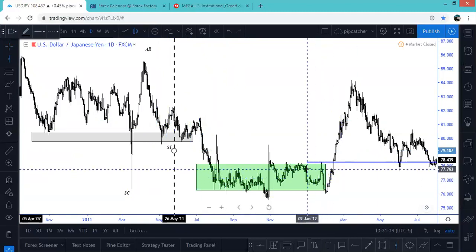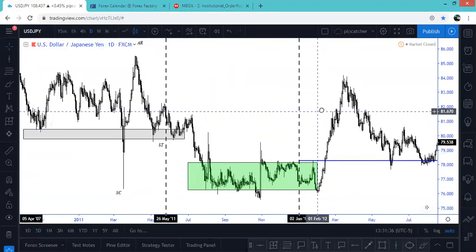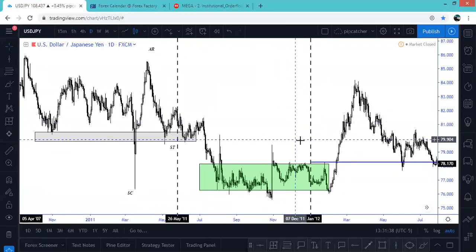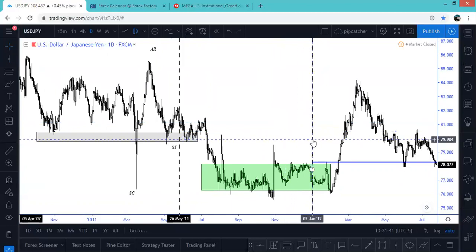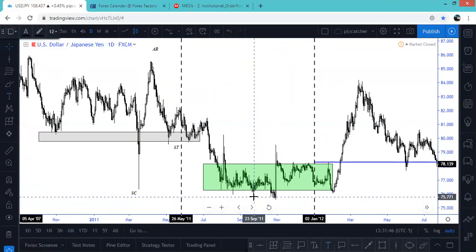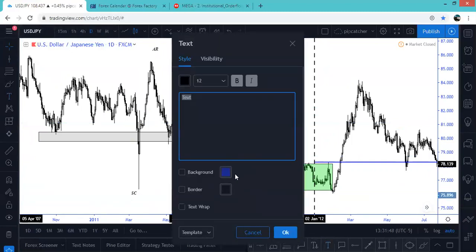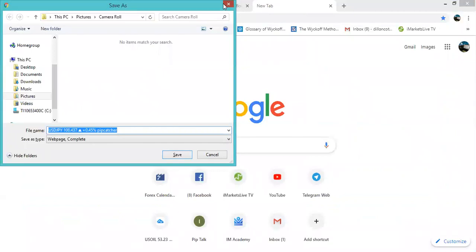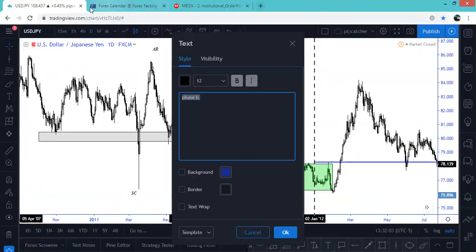We have phase B. When we come down here, we have phase B secondary touch. Phase B secondary touch.